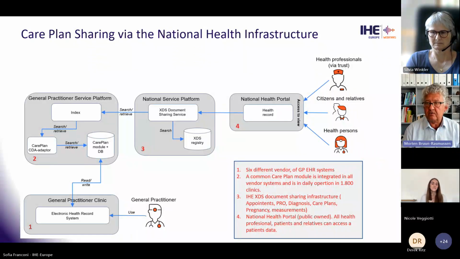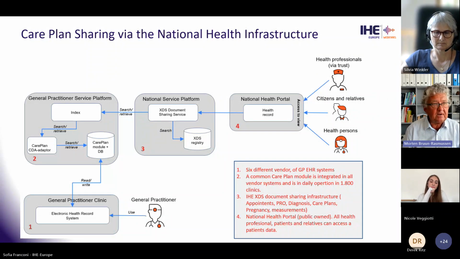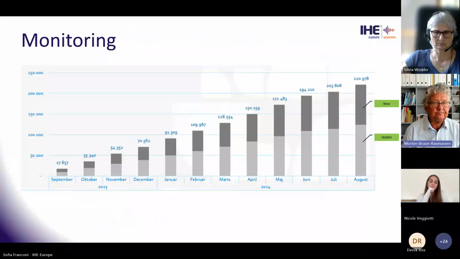And here to the right, you can see health professionals can access care plans. The citizens and their relatives can access their care plans, and other health persons, maybe they don't have an authorization, but are working in the healthcare system, can also access the care plans. And the next slide is the last one.